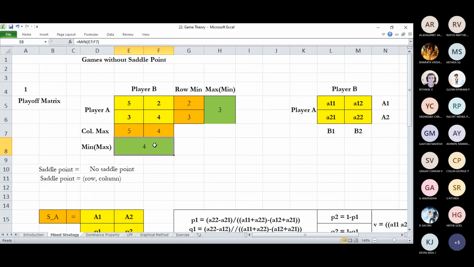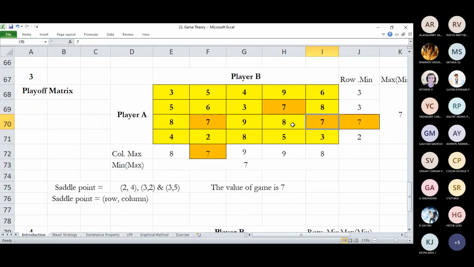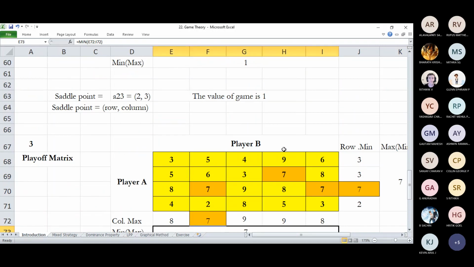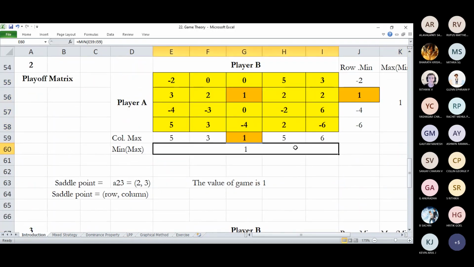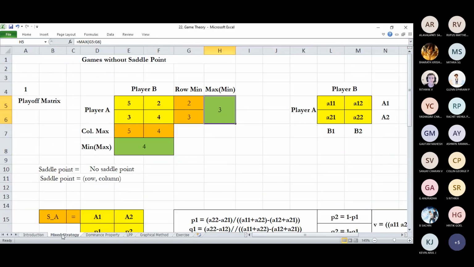So in this case, we don't have a definite saddle point. The reason is that maximin is not equal to minimax. In the previous case, in the pure strategy, we got maximin equal to minimax, right? In this case, we don't have that. We have two different values, 4 and 3, which means no saddle point exists, right?